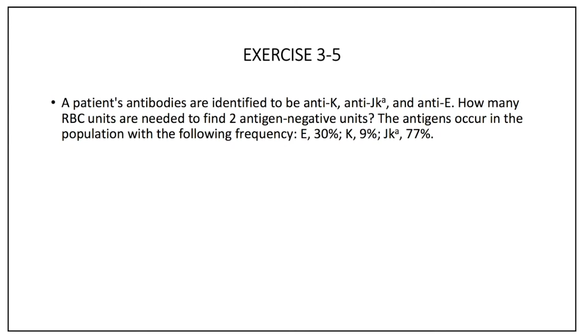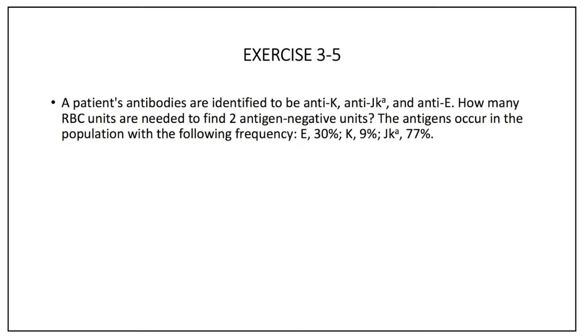Hello everybody, and I am going to go over how to determine how many units of blood are going to be needed when you're given some information about a patient's specific blood type. So in this exercise, a patient's antibodies are identified as anti-K, anti-JKA, and anti-E. What that means is they have antibodies to those particular blood groups.